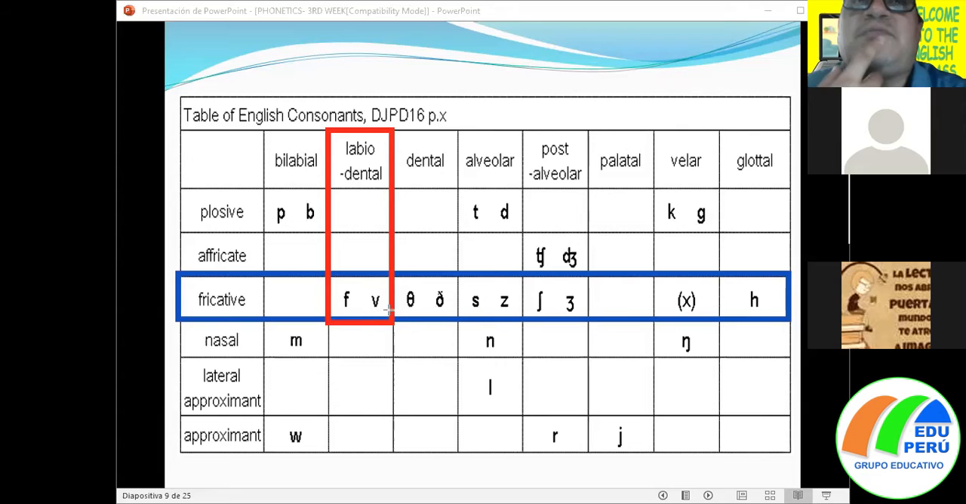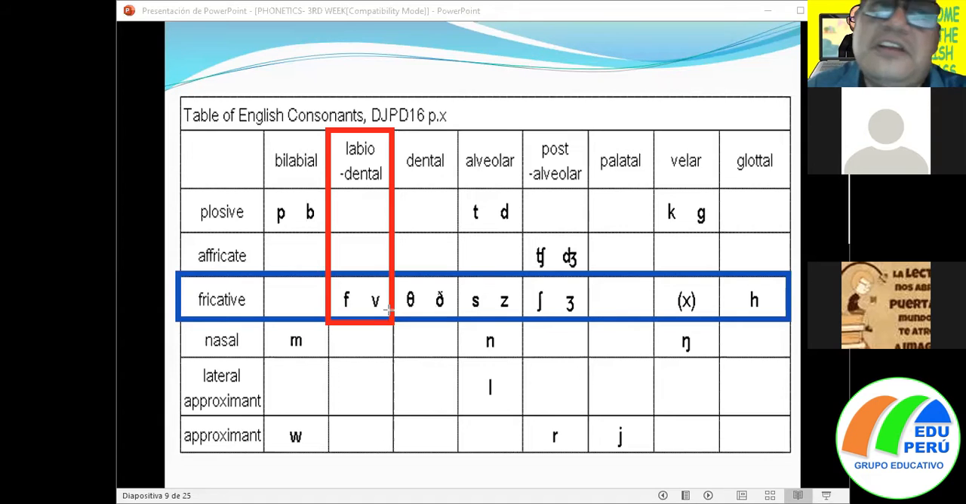Notice my face, yeah? Look at my face. And the other with vibration. Use the upper teeth, remember, the upper teeth with the lower lip and release the air. Now, the same, but now vibrate it. So we have labiodental sound according to the place of articulation and fricative sound according to the manner of articulation.